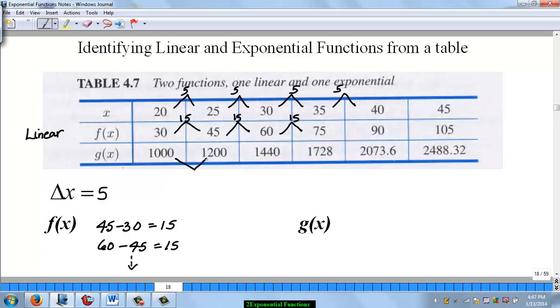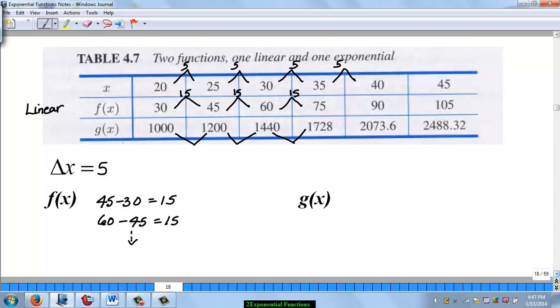Now when I do the carets between here, do you notice this is going up 200, but then it's not going up 200 each time, it's changing. So if I want to check to see if it's exponential, because exponential is ratios, what you do is you take the second value and divide it by the first.